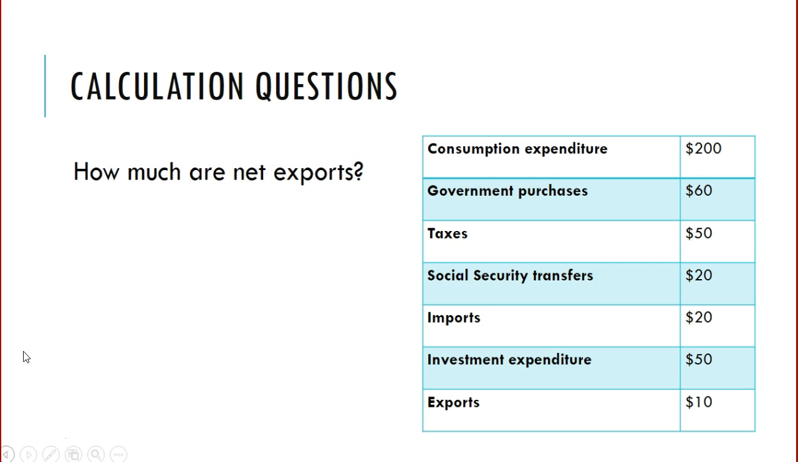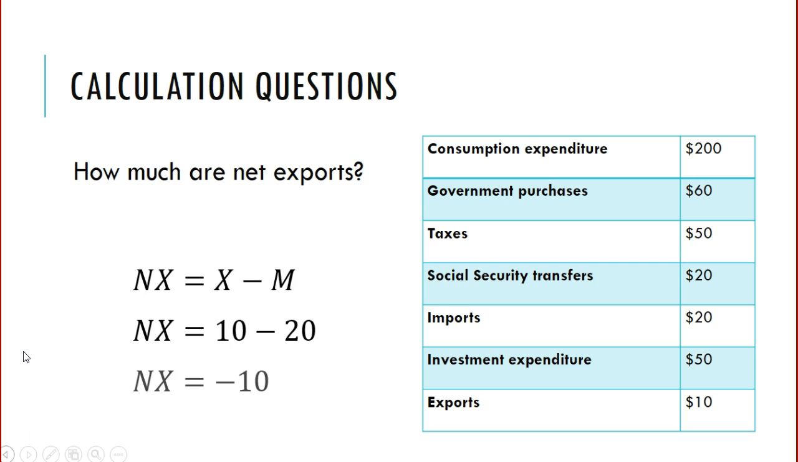How much are net exports? Net exports are exports minus imports. So 10 minus 20. 10 minus 20 is negative 10. Again, very simple.